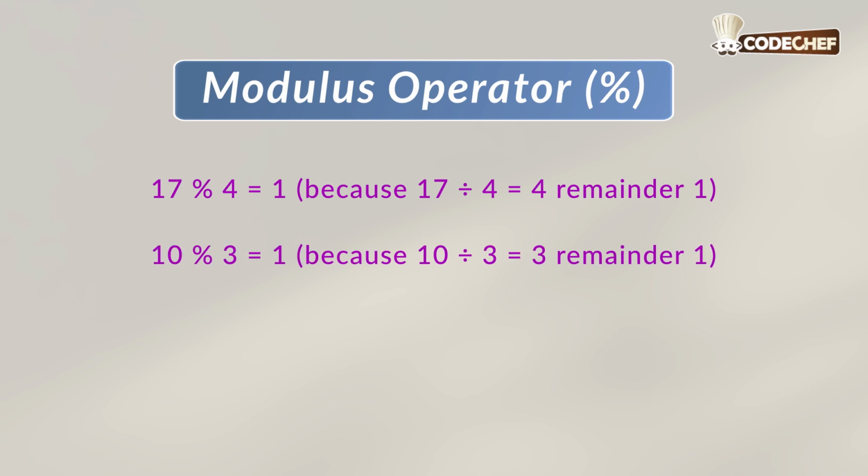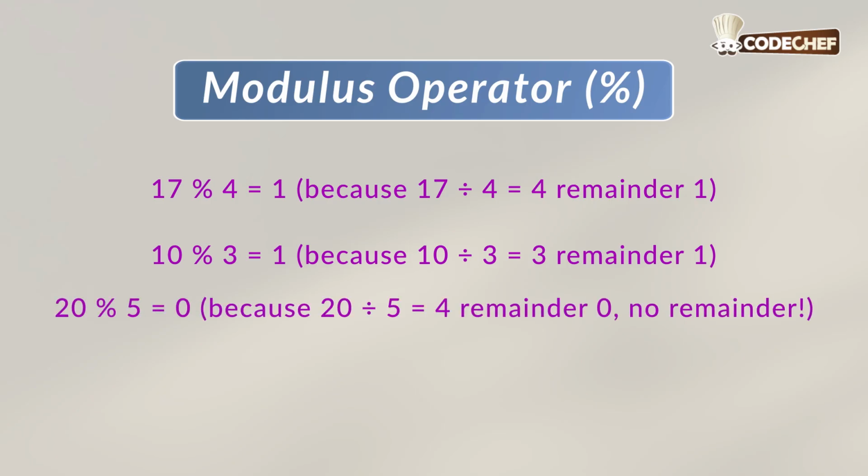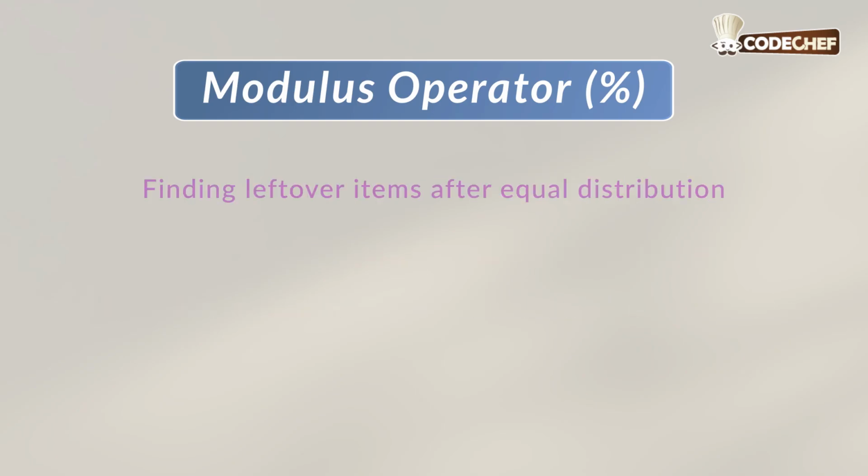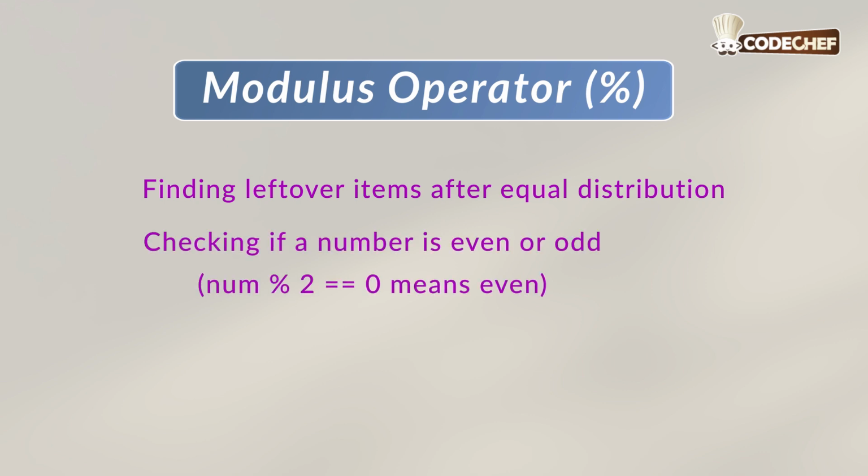10 % 3 is equal to 1 because 10 divided by 3 is equal to 3, remainder 1. Similarly, 20 % 5 is equal to 0 because 20 divided by 5 is equal to 4, remainder 0, no remainder. The important part is the modulus operator only works with integers, not with floating point numbers. Common uses are finding leftover items after equal distribution, checking if a number is even or odd, creating repeating patterns in a loop. Now let's see it in action with a candy distribution example.